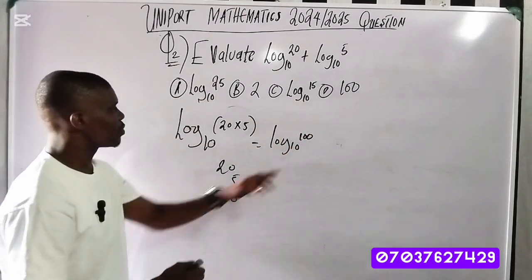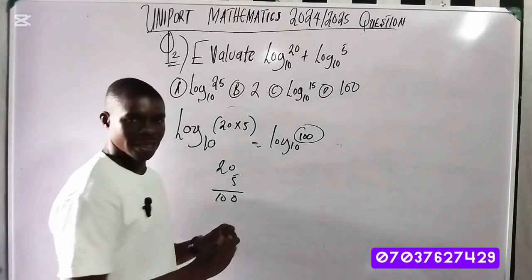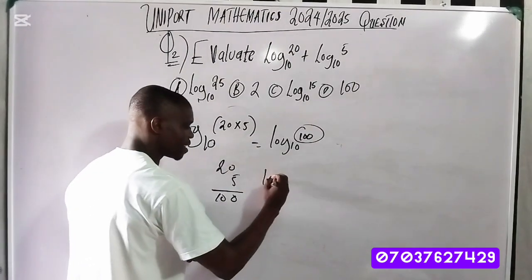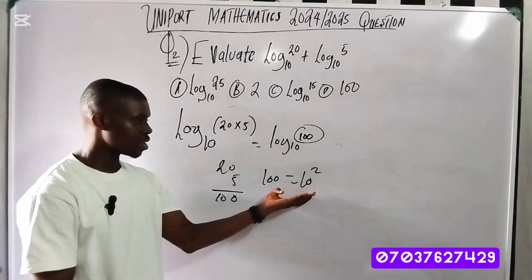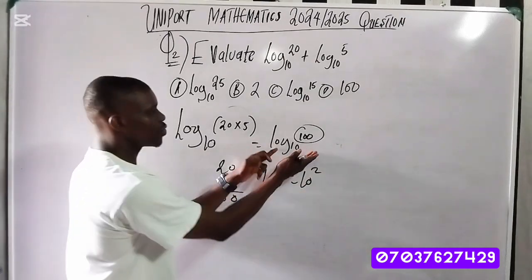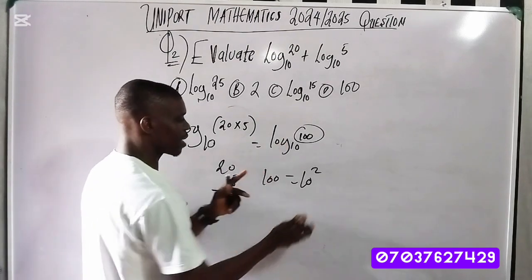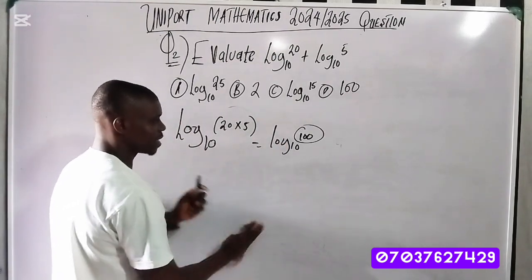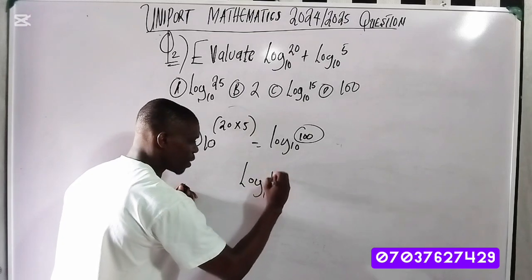But you can see that we don't have 100 here. But we know that we can break this down. 100 is also the same thing as 10 to the power 2. So because you can break 100 into 10 squared, it is also the same thing as log 10 of 10 squared.